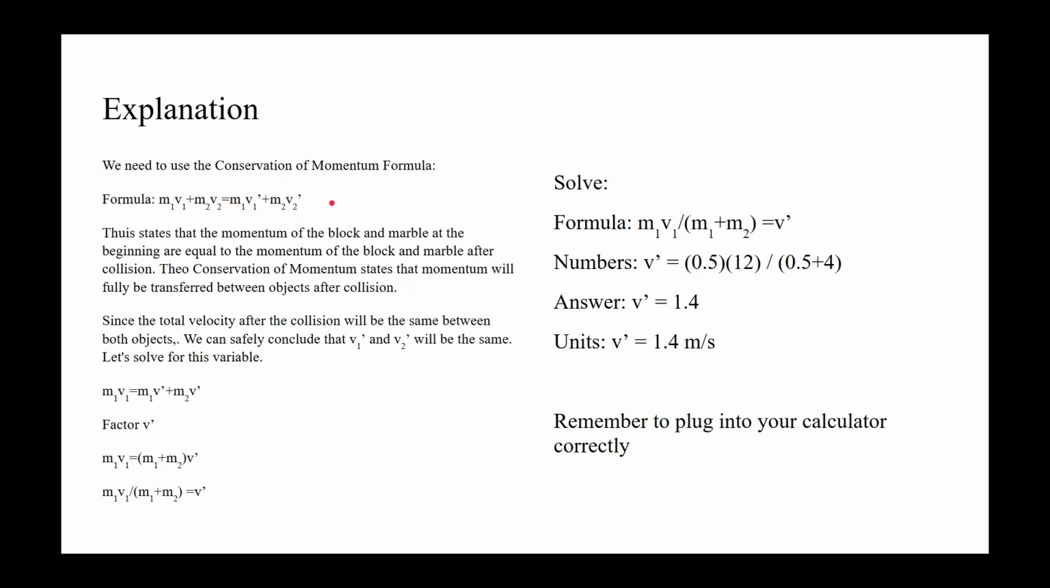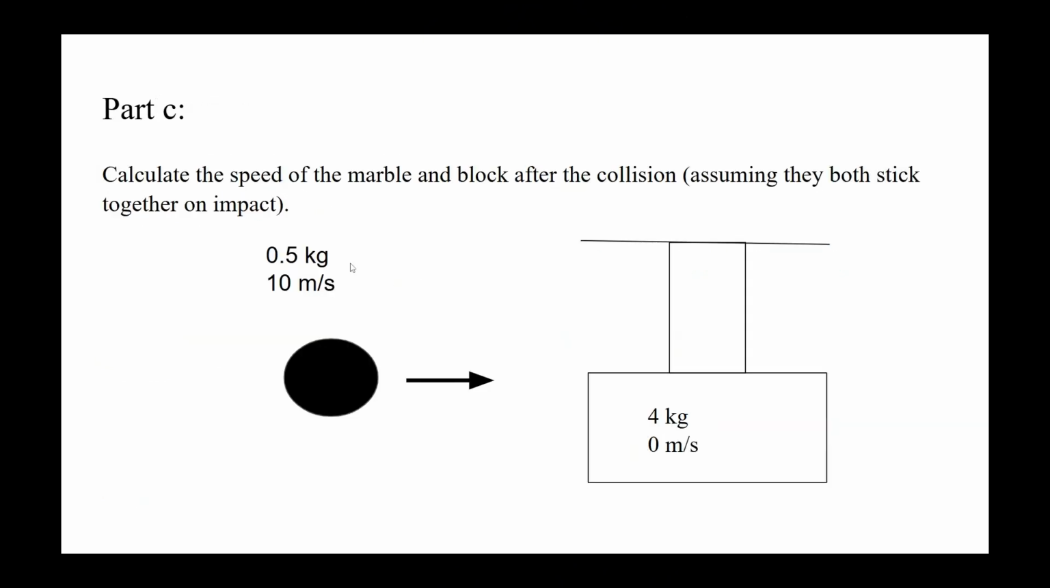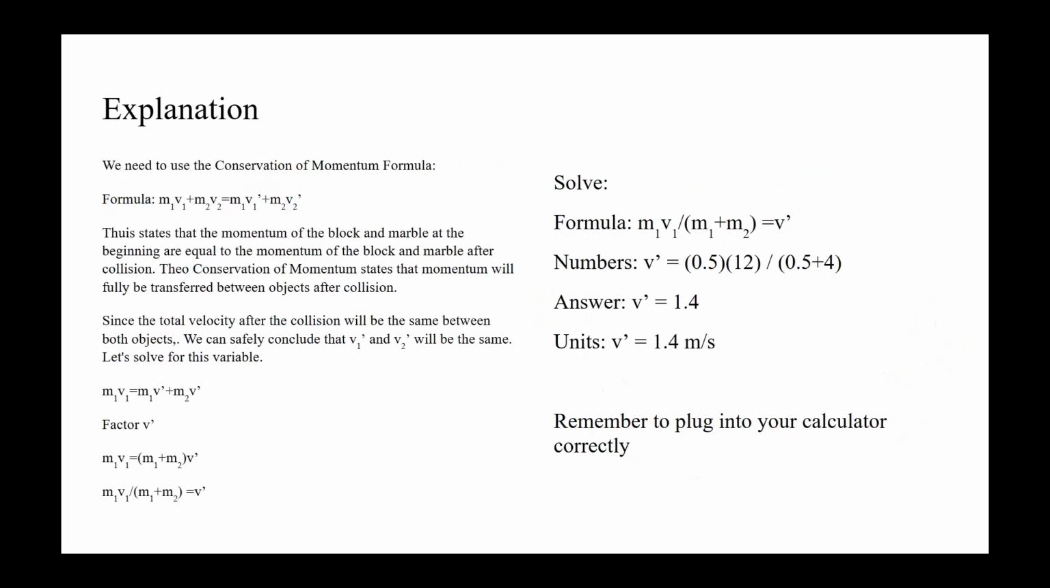I can go back to the previous slide. The velocity of the block and the marble, once connected and swinging up and down, will be the same. This is key to solving this problem. So we can conclude that V2 prime and V1 prime are the same thing. These two variables are the same. This is the concept that will solve your problem.